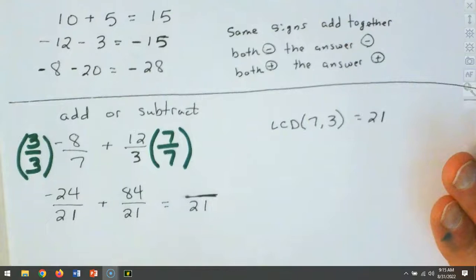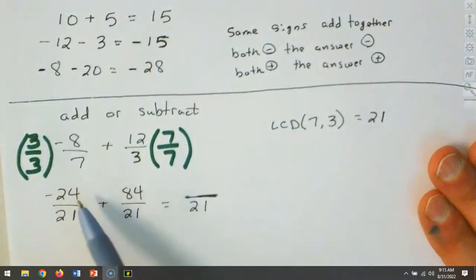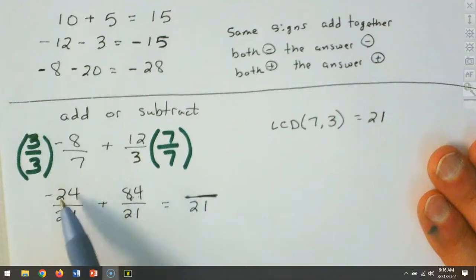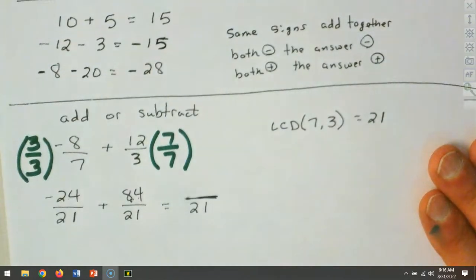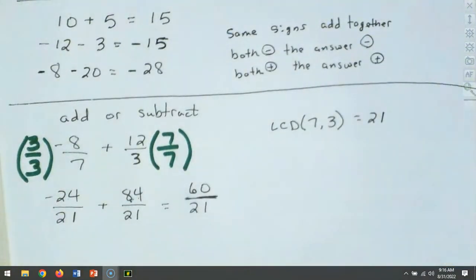Now, what are we doing here? Let's look at our signs. One is positive, one is negative, so we're going to subtract them. Which number is larger, 84 or 24? 84. So that means my answer is going to be what, positive or negative? Positive. So now we've got 84 minus 24. That leaves you then with a 60.